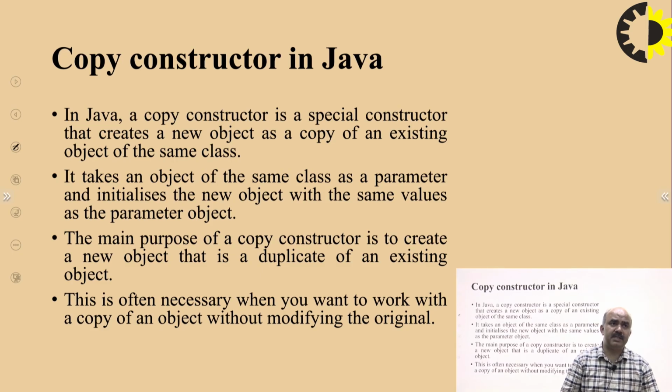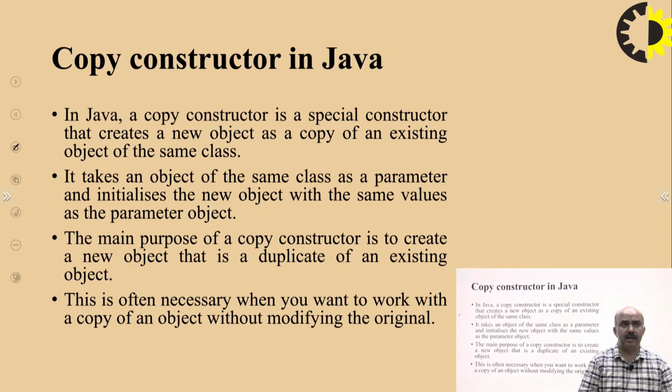A copy constructor is a special constructor that creates a new object as a copy of an existing object of the same class. It takes an object of the same class as a parameter and initializes the new object with the same values as the parameter object. The main purpose of the copy constructor is to create a new object that is a duplicate of an existing object. This is often necessary when we want to work with a copy of an object without modifying the original.